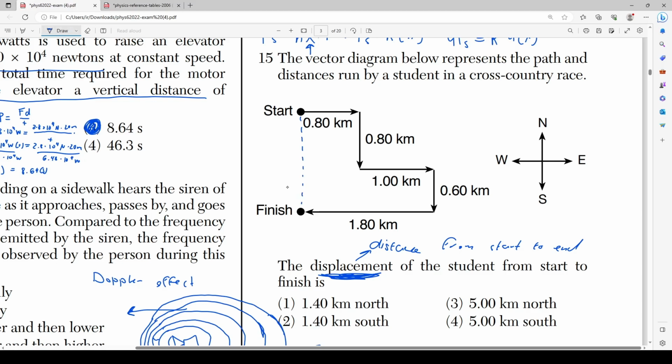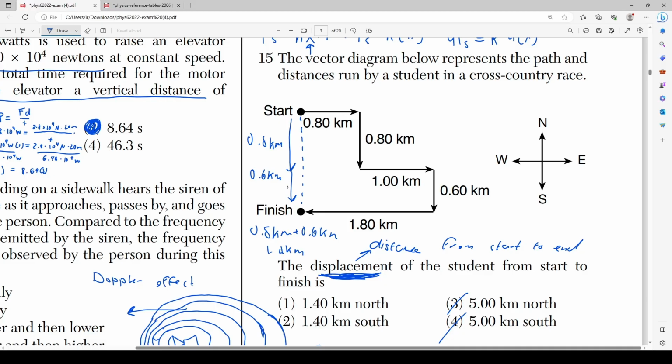So let's find that distance. If we know that from here to here is 0.8 kilometers, and from here to here is 0.6 kilometers, then my distance from start to finish is going to be 0.8 km plus 0.6 km, which is 1.4 kilometers. Simple, start to finish.